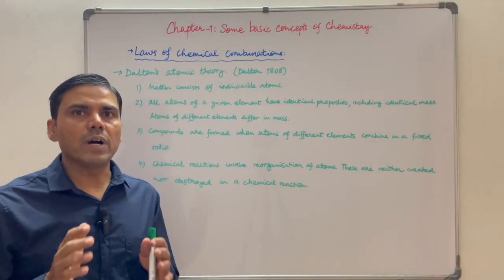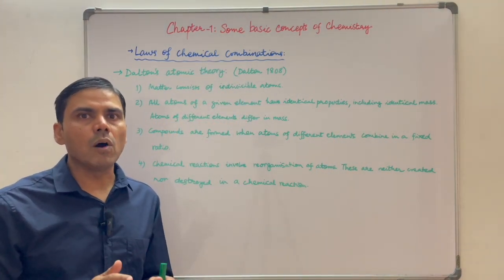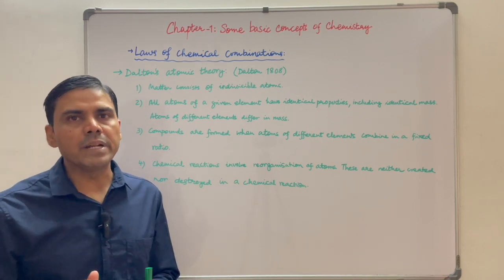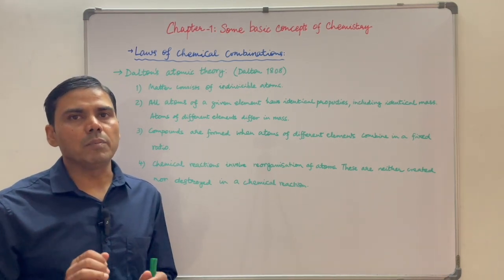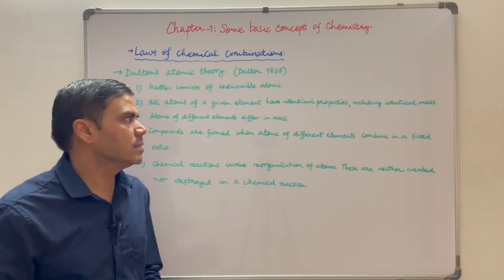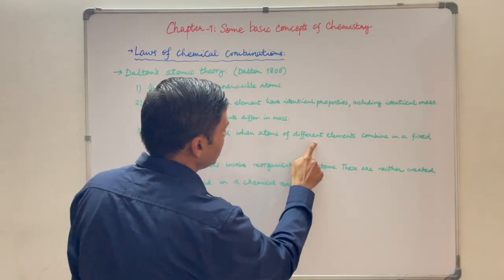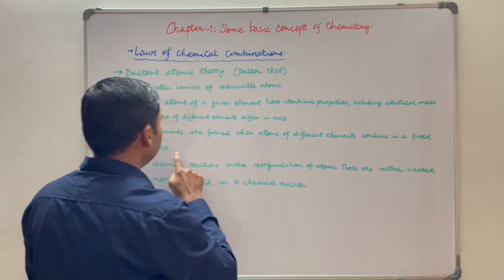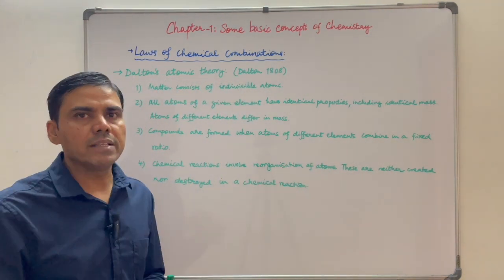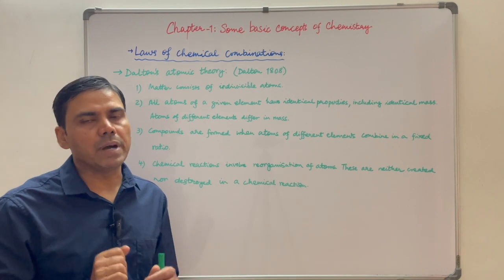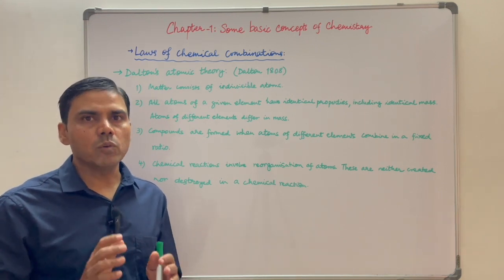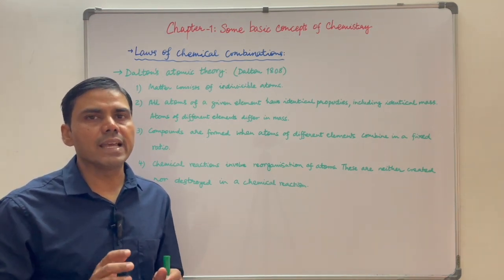With the discovery of isotopes, it was clear that all atoms of a given element may not have equal mass. They may differ in mass. Third point, he said, compounds are formed when atoms of different elements combine in a fixed ratio. He could not provide the reason why atoms combine. And the fourth point, he could not explain the law of gaseous volumes.